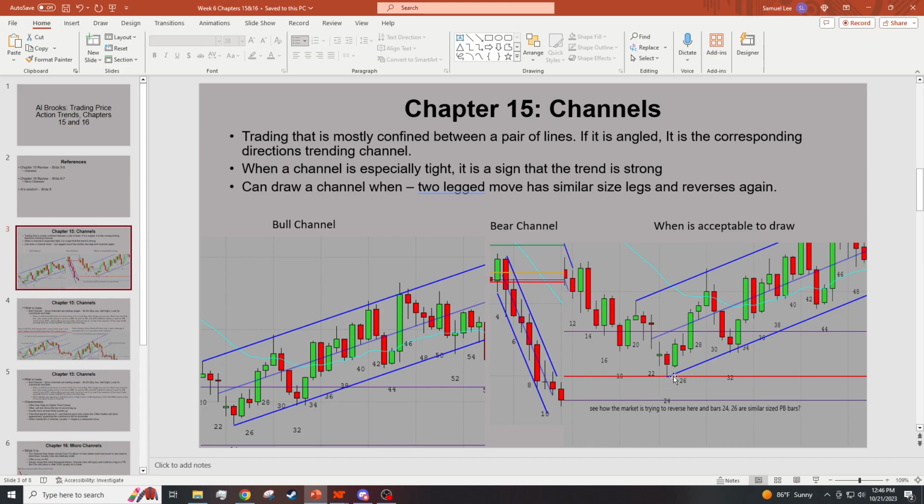Bars 24 and 26, you see how they're similar. That is probably why we began to channel rather than just get trend resumption down or trend reversal.